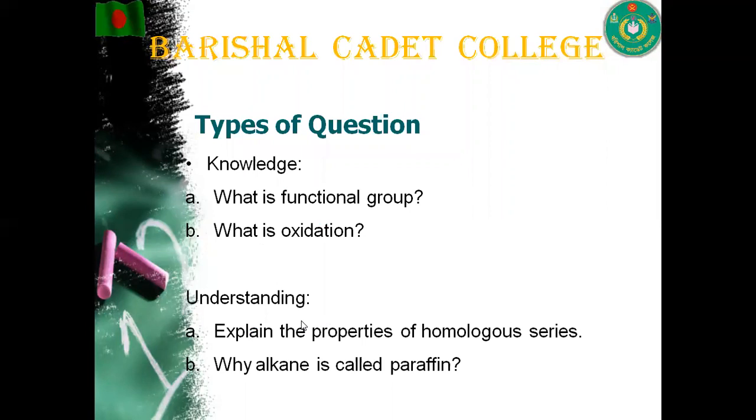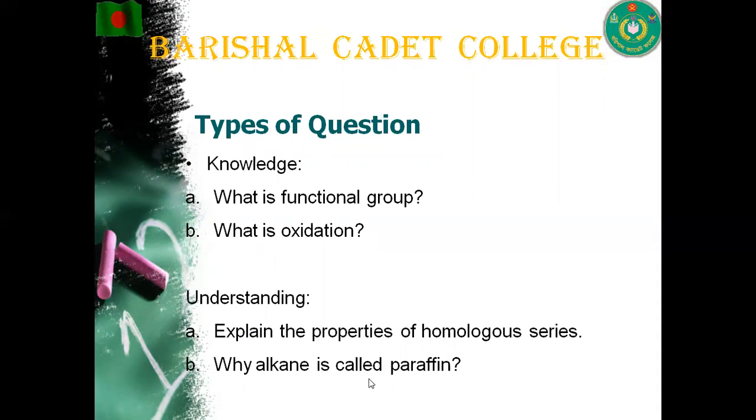Second type of question, understanding level. Explain the properties of homologous series. We discussed homologous series in the previous class. It shows the same type of chemical characteristics, physical characteristics, same types of preparation and reaction, because they contain a similar functional group and only differ by a methylene group.